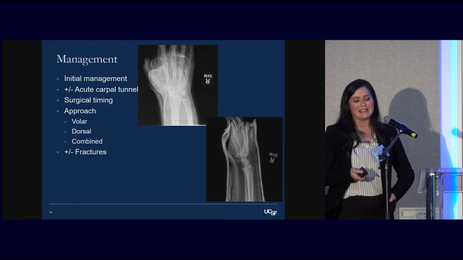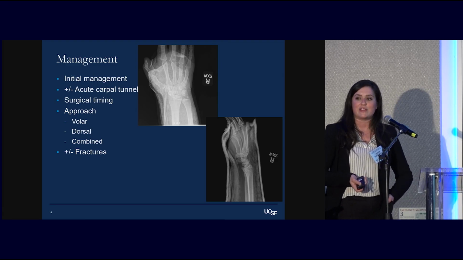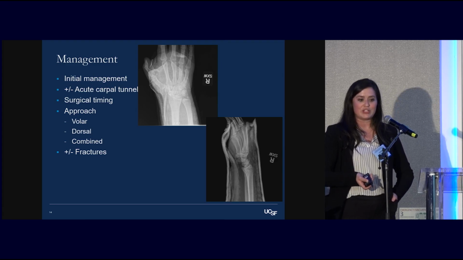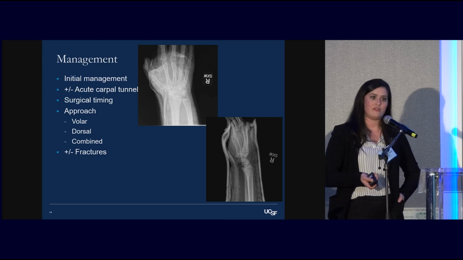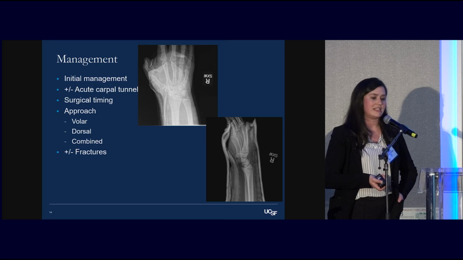So in terms of acute carpal tunnel, you want to ensure that they have resolution of their symptoms. If they do not have resolution of their symptoms, then you want to admit them overnight and do this urgently. If they do have resolution of their carpal tunnel symptoms, you can discharge them home if their reduction is maintained.